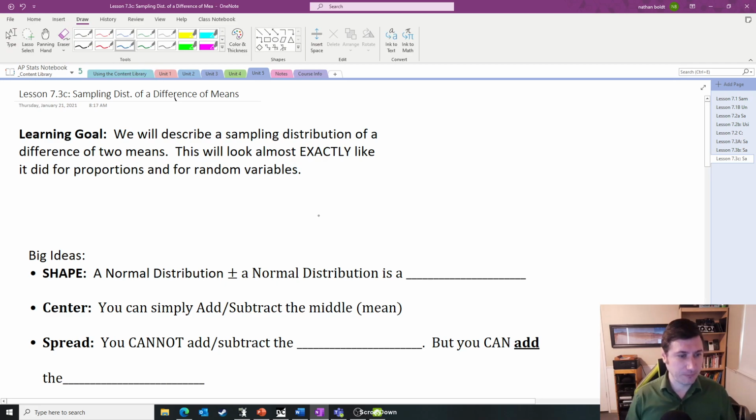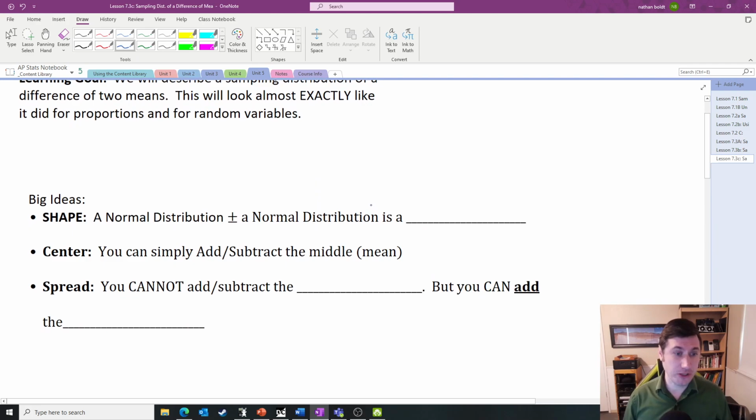So, first the big ideas again. Shape. If you have a normal distribution and you add or subtract a normal distribution, the result is a normal distribution, just like last time. To find the center of this combination, you can simply add or subtract the means, the middle. So that's what we're going to do to find the center of our combination. We are going to subtract the means.